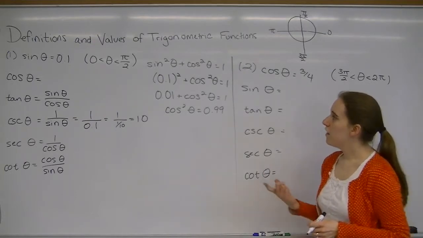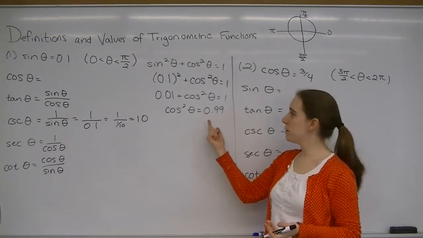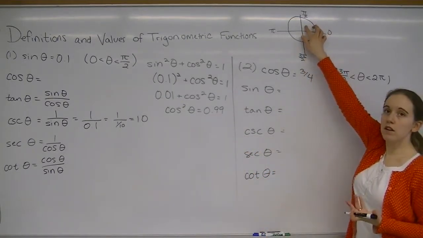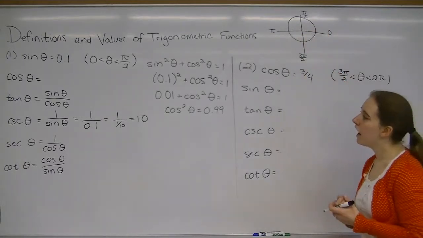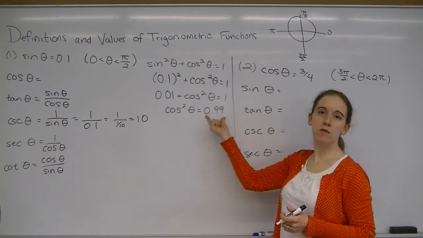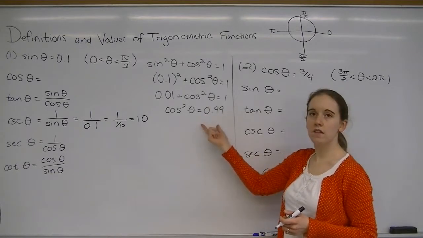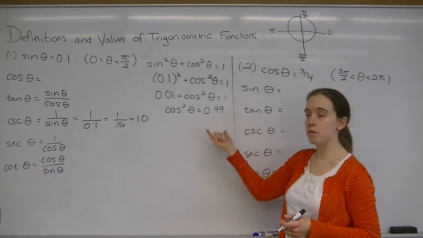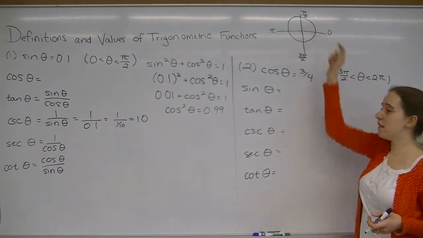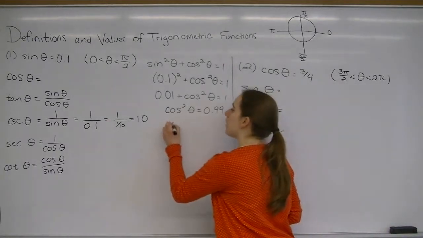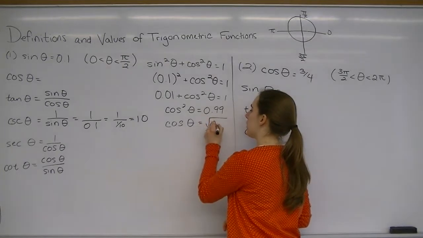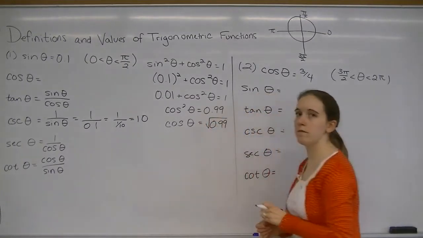Now, this is why I needed to know where I was, because if I didn't know that I was in this first piece of my unit circle, the first quadrant, then I could say, well, cosine of theta could be the positive square root of 0.99, or cosine of theta could be the negative square root of 0.99. But we've determined that our x values here are positive, which tells me that my cosine value is positive. So we're going to take the positive square root of 0.99.